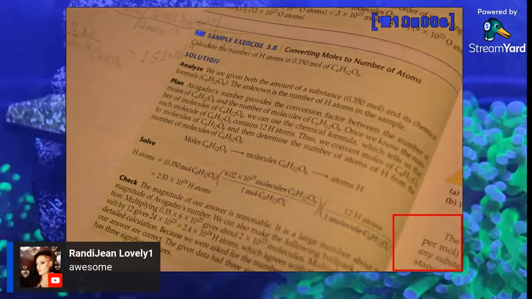All right, converting moles to number of atoms. Calculate the number of hydrogen atoms in 0.35 moles of C6H12O6.